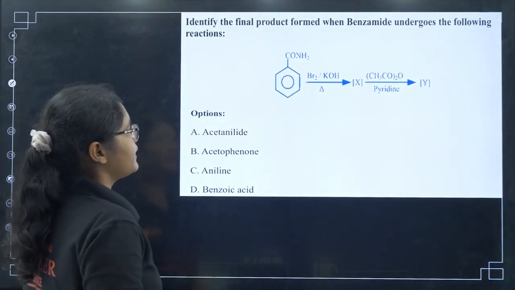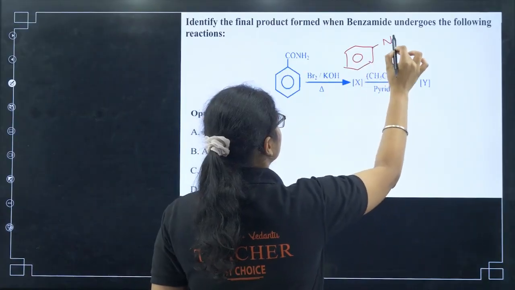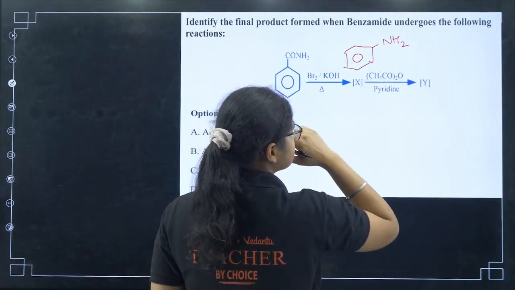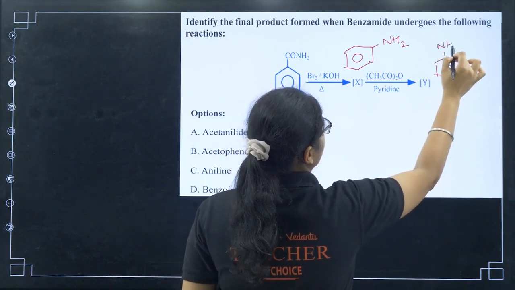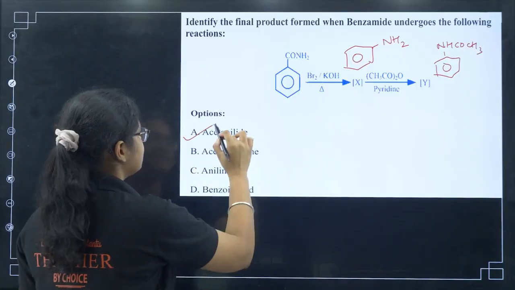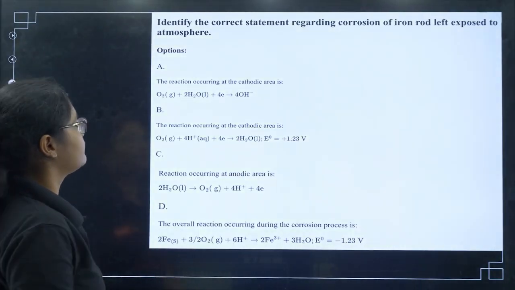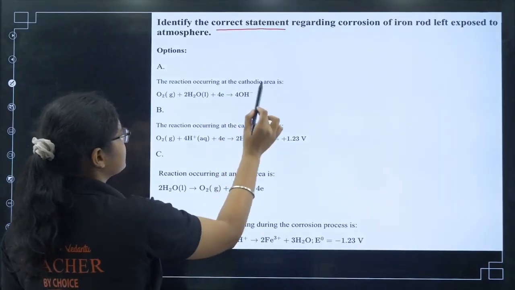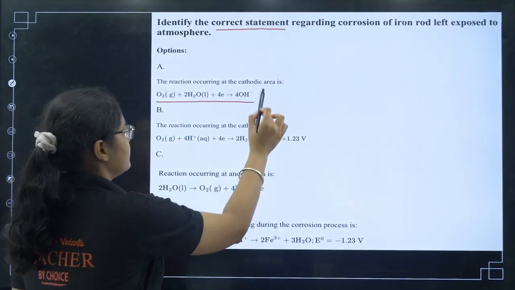Next, identify the final product. So Br2 and KOH, this will give me NH2, and then acylation will take place and you will get NHCOCH3. So that is your acetanilide, option number A. Next, you have to identify the correct statement. The reaction occurring at the cathode is this one, O2 plus 2H2O. No.